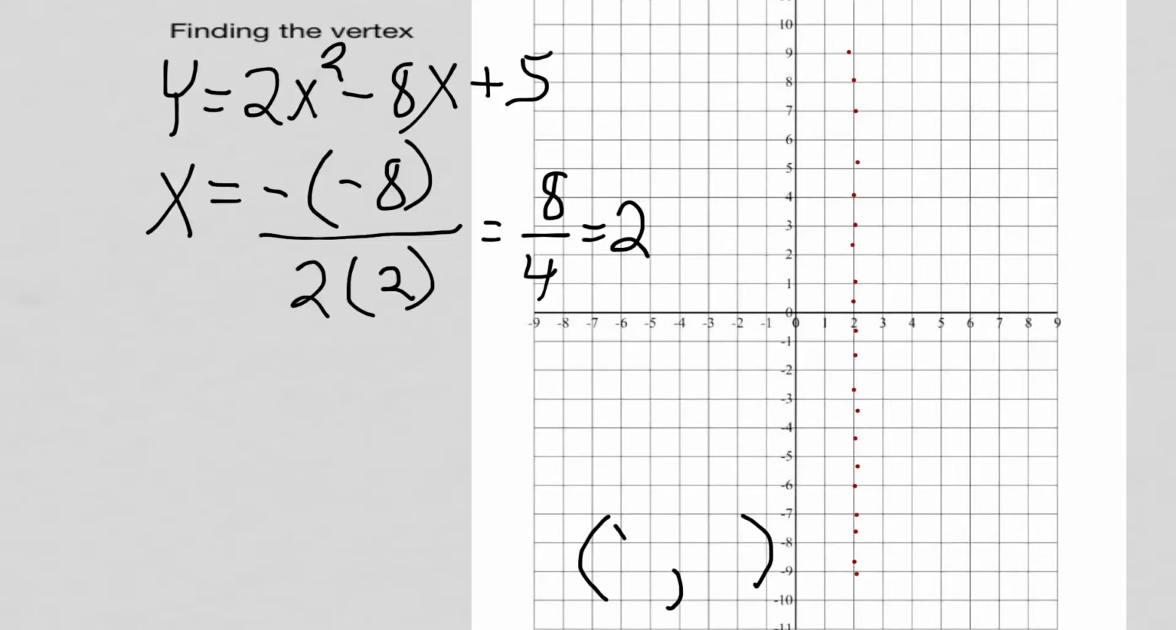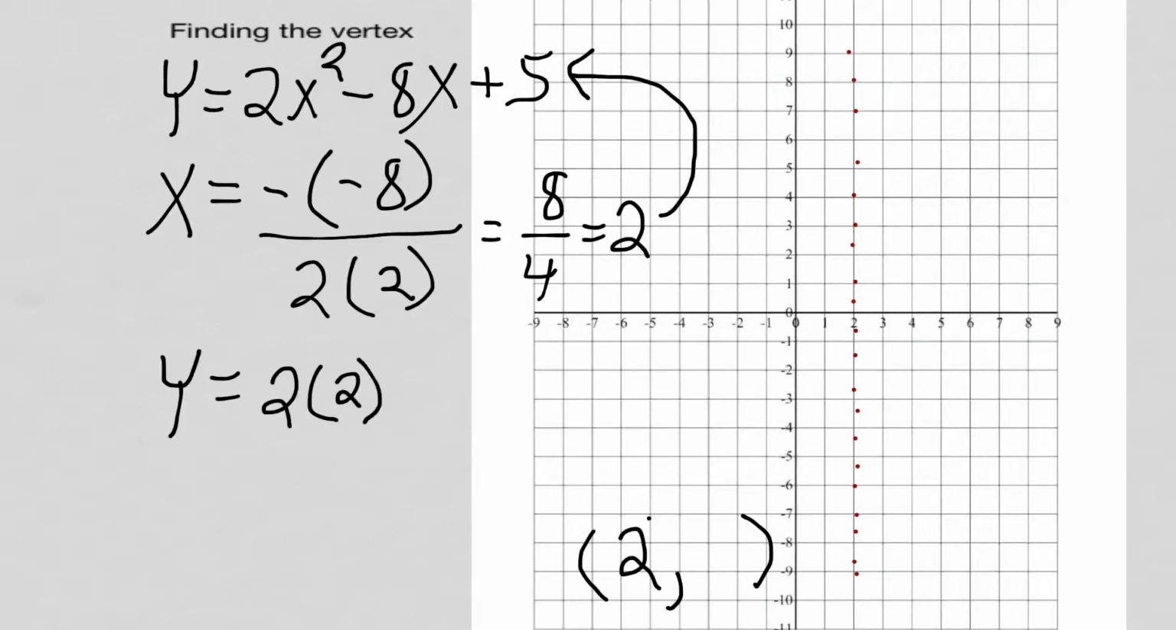All right, I'm going to write my x in here, the x that I just found, the 2. All right, now I'm going to find my y-coordinate. The y-coordinate is easy. I found the 2. Now I'm going to insert it into the original equation. So I'm going to enter 2 everywhere there's an x. 2 parentheses 2 squared minus 8 times 2 plus 5.